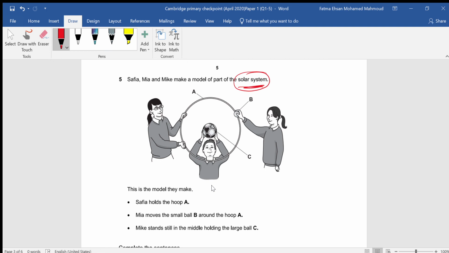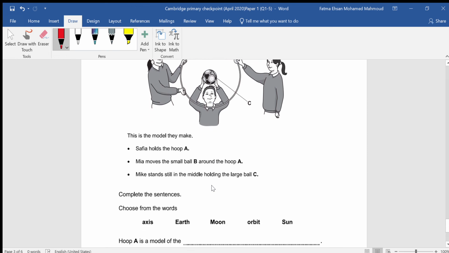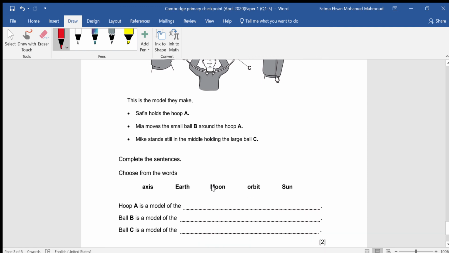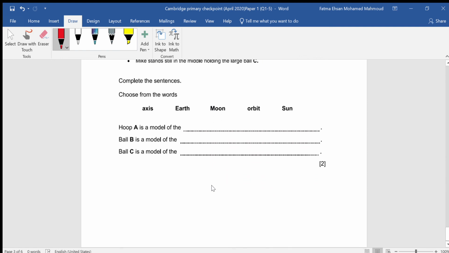Sophia holds the hoop A. Mia moves the small ball B around the hoop. Mike stands still in the middle holding the large ball C. So the three students are making a model of the solar system. Okay. What's the question? Choose from the words axis, earth, moon, orbit, sun. Hoop A is a model of, ball B is a model of, ball C is a model of.